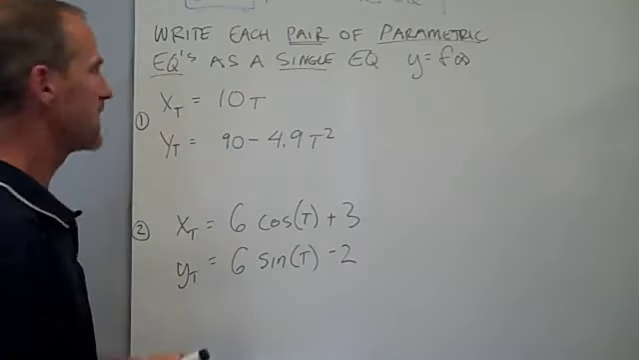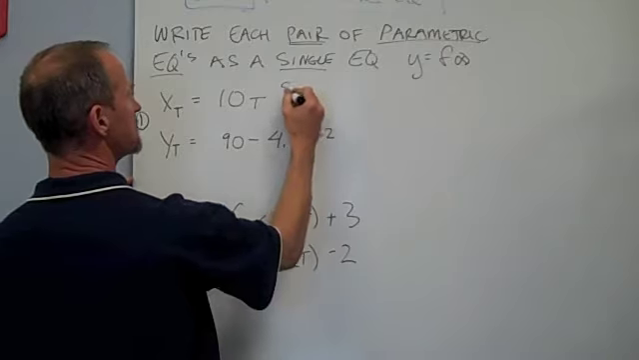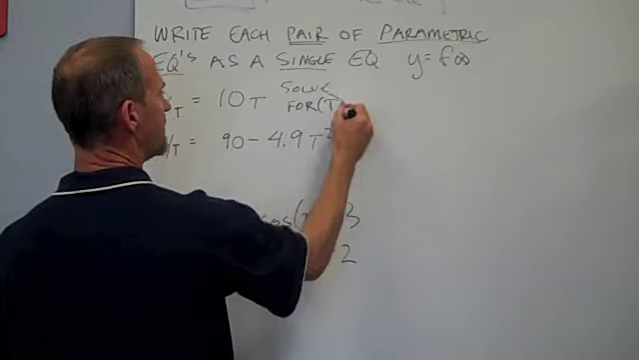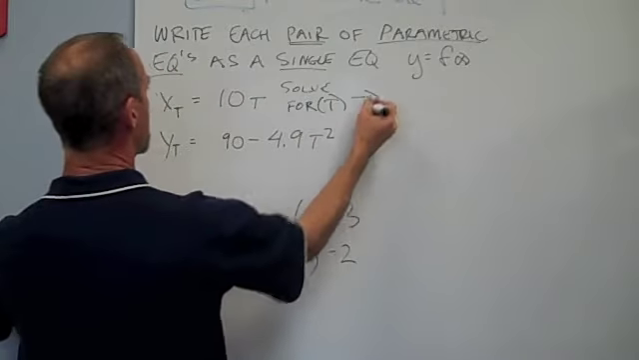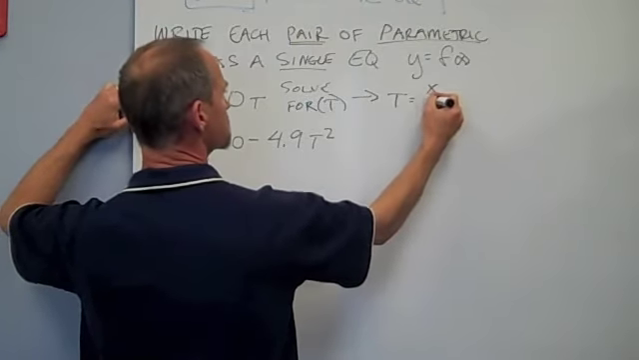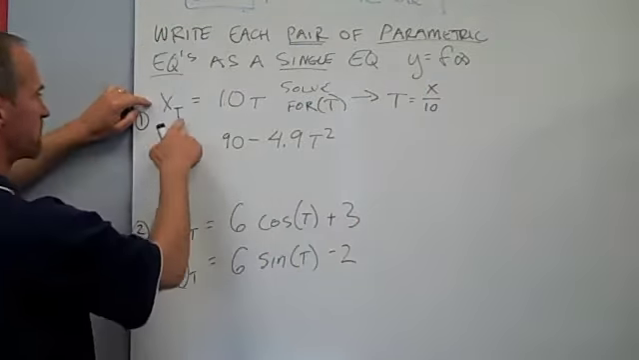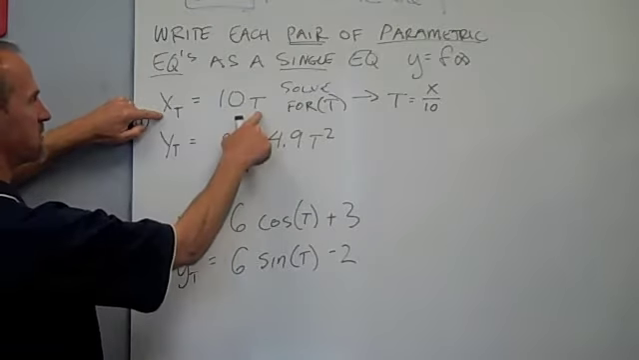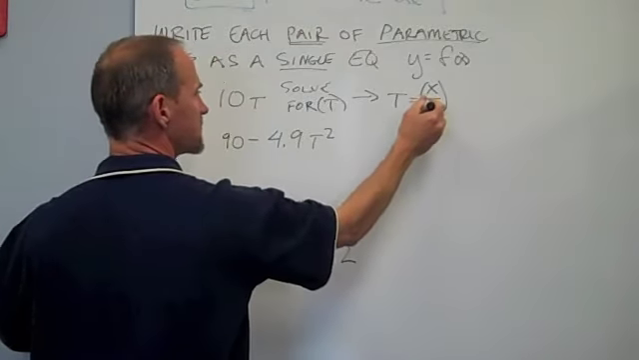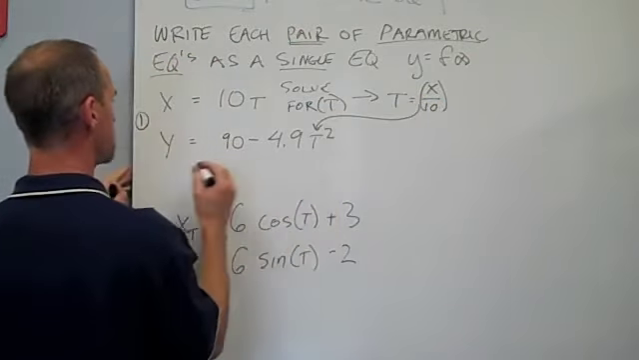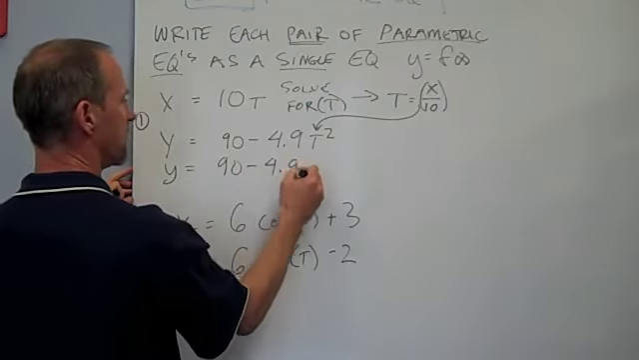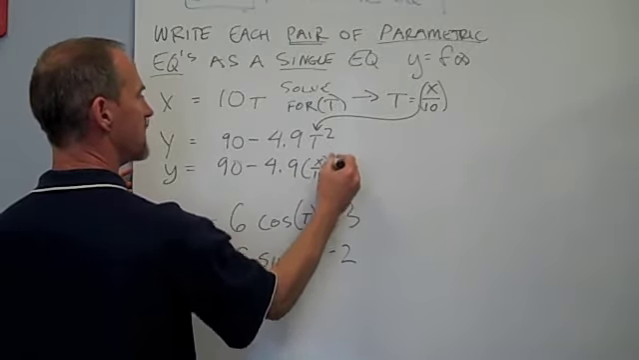So all I need to do is take and solve this. The first step is solve for t, and then I'm going to sub in for that. So when I do that, I just divide both sides by 10, and t then is equal to x over 10. Alright, so I'm going to drop off that, it's just telling me that my variable is t, so I don't really need that here. Then I take x over 10, and I put it in place of t right there. So y is equal to 90 minus 4.9 times (x over 10) squared.